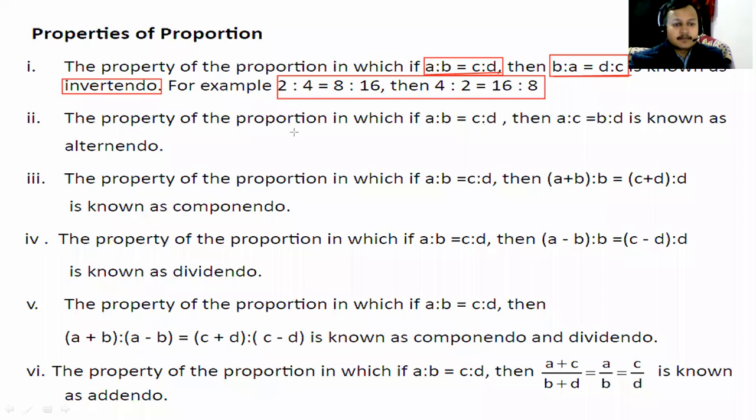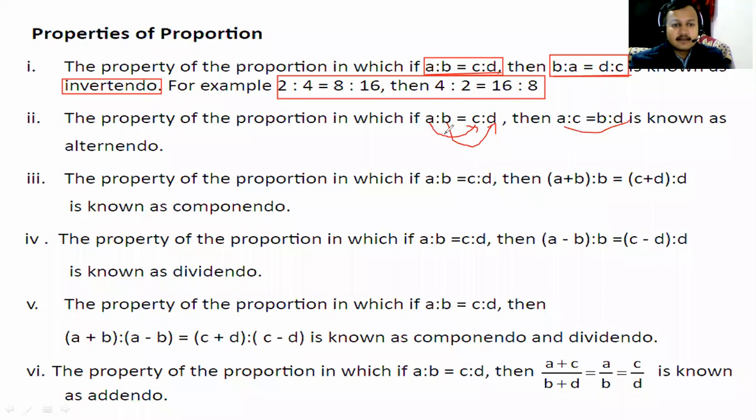Similarly, the property of proportion in which A is to B is equal to C is to D, then A is to C is equal to B is to D. What is done here? Are you observing this one? You can see it, right? A is to B and C is to D. Now what happened here? The ratio of A and C is taken. Similarly, the ratio of B and D. We can write this one also: A is to C is equal to B is to D.